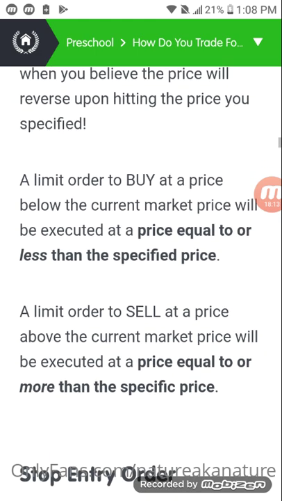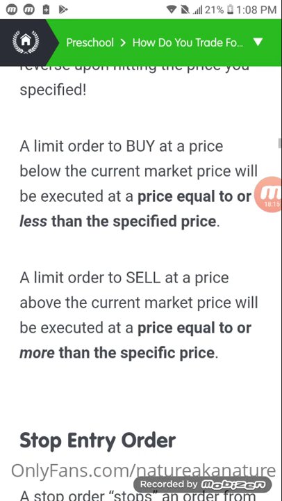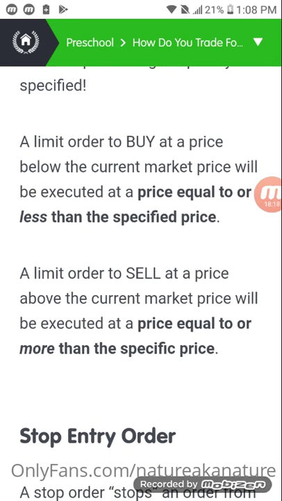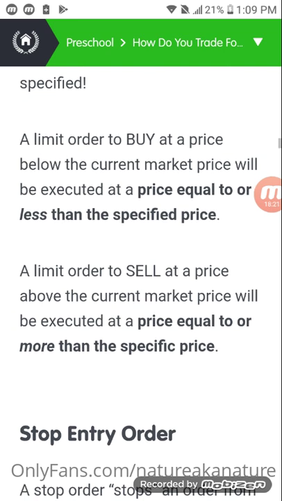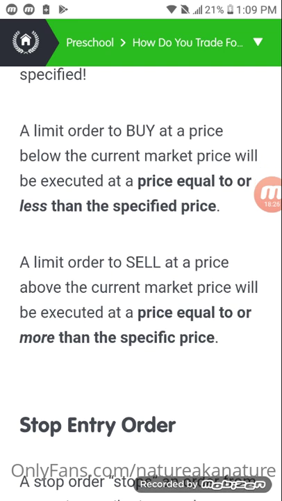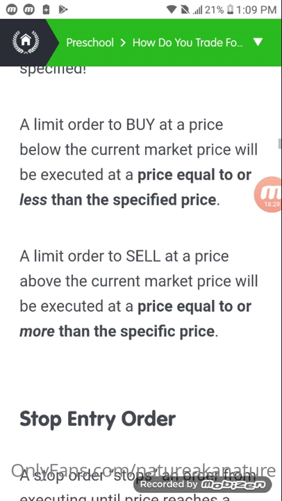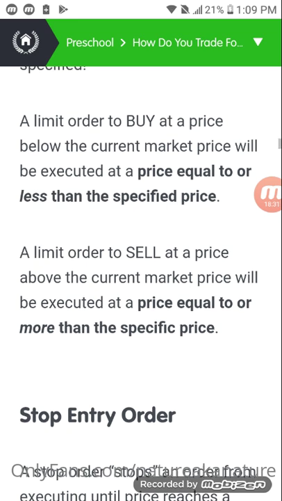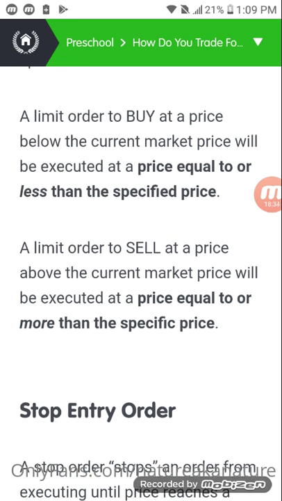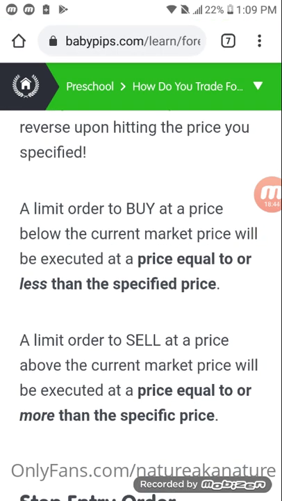So a buy limit order is to buy at a price below the current market price. It will be executed at a price equal to or less than the specified price that you want. And the sell limit order is the same thing. Sell limit orders sell at a price above the current market price, and will be executed at a price equal to or more than the specified price. The price is constantly moving up and down, so it'll either hit your price exactly, or it'll hit around your price.